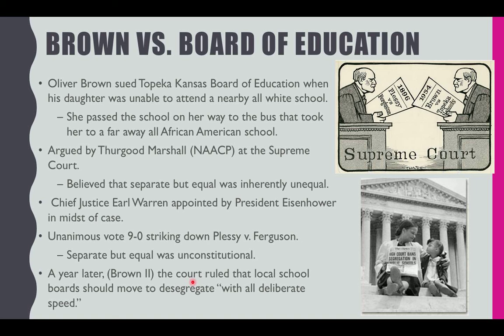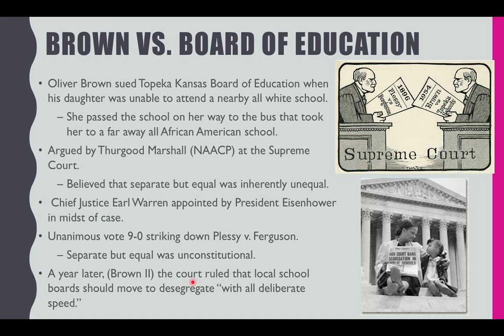She would pass that all-white school on her way to the bus stop that would take her to that faraway African American school. So Oliver Brown, because of these conditions that his daughter was having to face just to get to school, is going to sue the Topeka, Kansas Board of Education, saying this separation is not equal. Thurgood Marshall, a lawyer from the NAACP, which is the National Association for the Advancement of Colored People, is going to fight this case in defense of Oliver Brown all the way up to the Supreme Court.